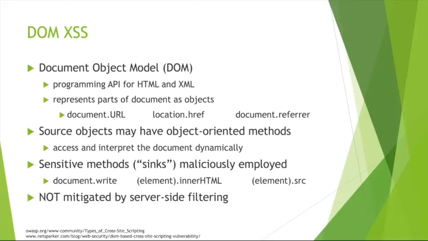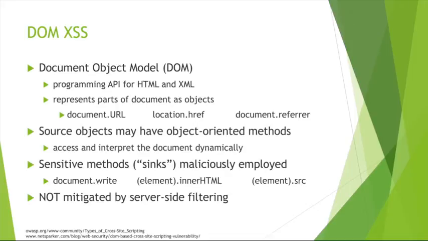The Document Object Model, or DOM, is a programming API for HTML and XML, representing each part of the document as an object. These source objects may also have methods used in object-oriented programming languages like JavaScript to access and interpret the document dynamically. Sensitive methods, called sinks, have the potential then to be maliciously employed. These sinks can then write to the document object without leaving any evidence in the page's HTML source code or being transmitted to the web server running the site.